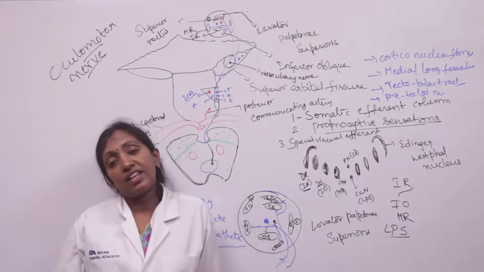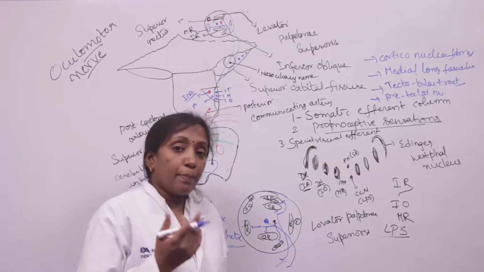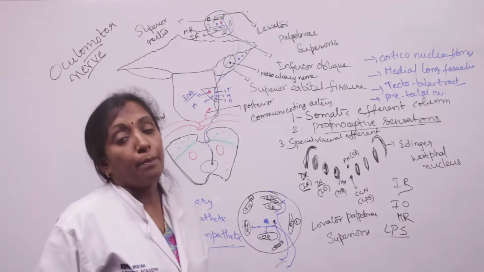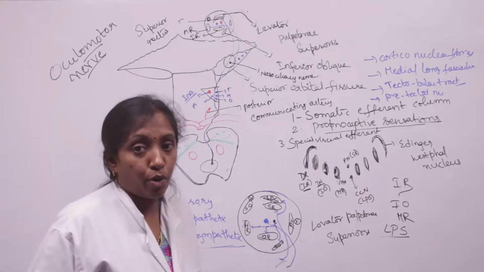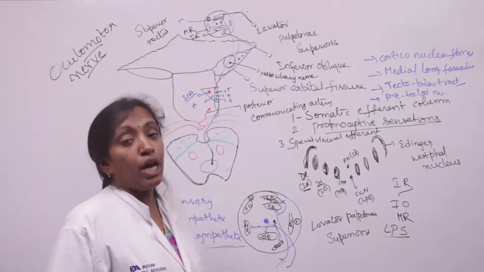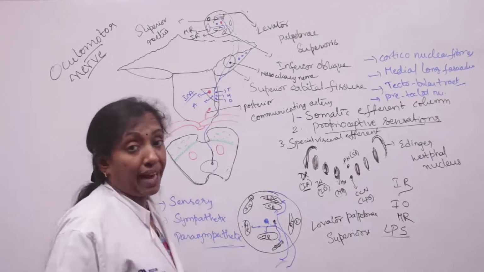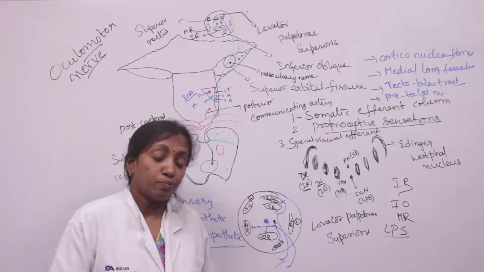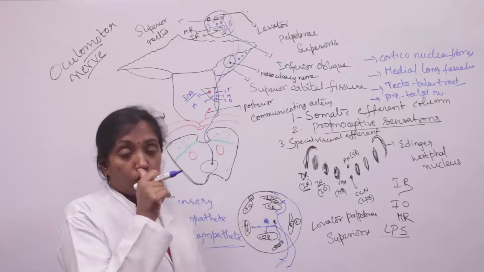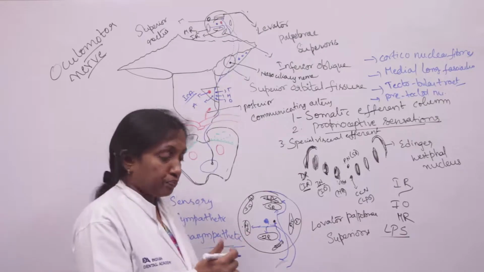The sympathetic fibers relay in the superior cervical ganglion, and the postganglionic fibers pass through the ciliary ganglion and supply the blood vessels of the eyeball, and also the dilator pupillae. Coming to the preganglionic parasympathetic fibers, they pass through the nerve to inferior oblique to the ganglion, and then the postganglionic fibers arise.